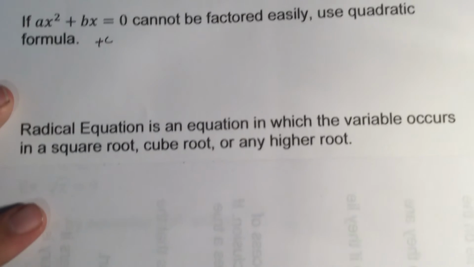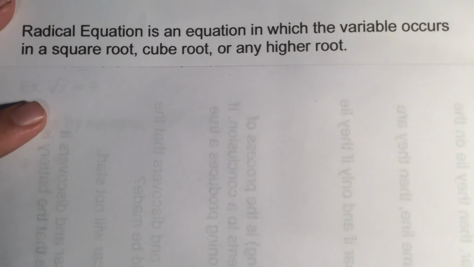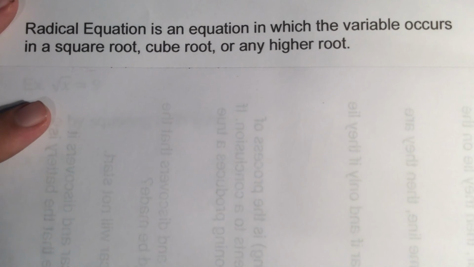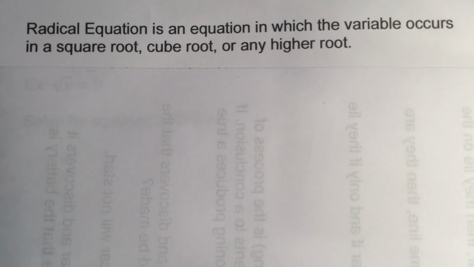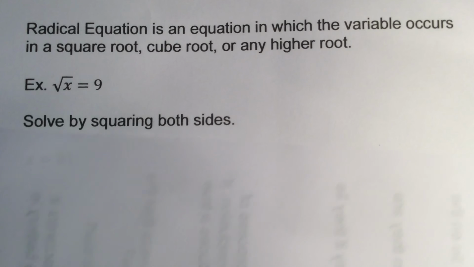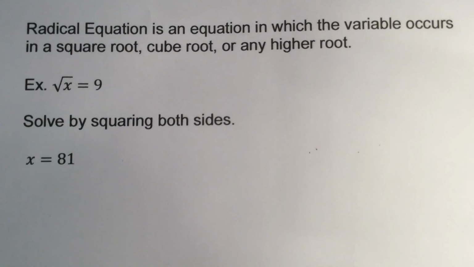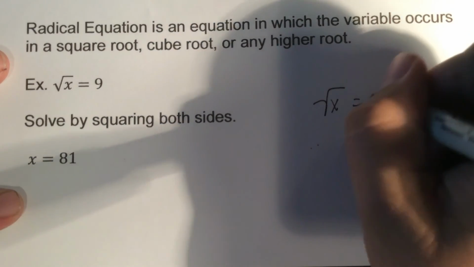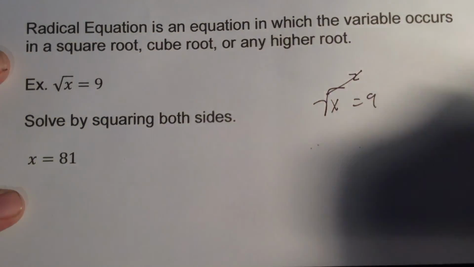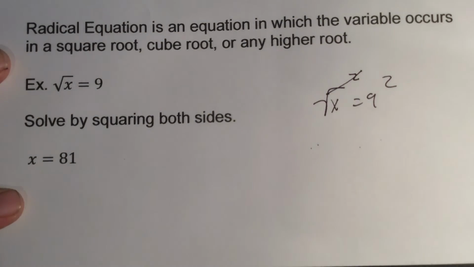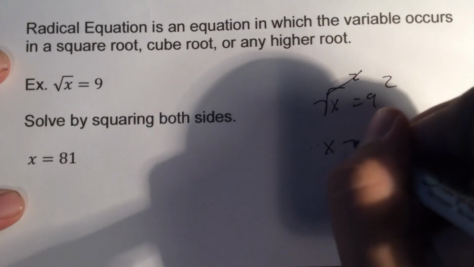Now, radical equations are something else we can get into. So remember, radicals are roots. Whether it's a square root, cube root, fourth root, anything higher, if it involves a root in the equation, then it's a radical equation. So for example, if we have square root of x equals 9, that's a radical equation. We would solve that by squaring both sides. The square root cancels, the other side has to be squared as well, and so x would equal 81.